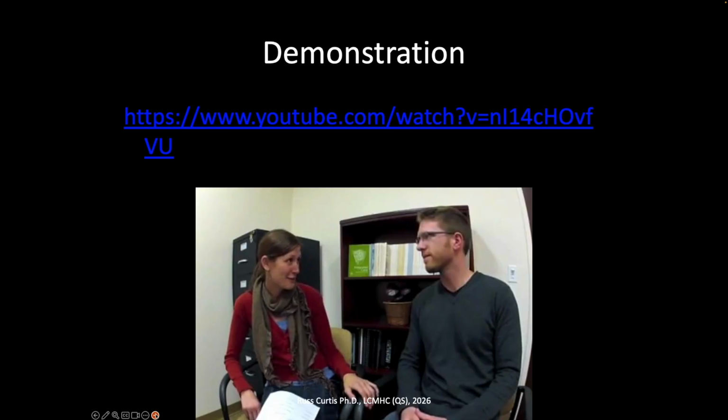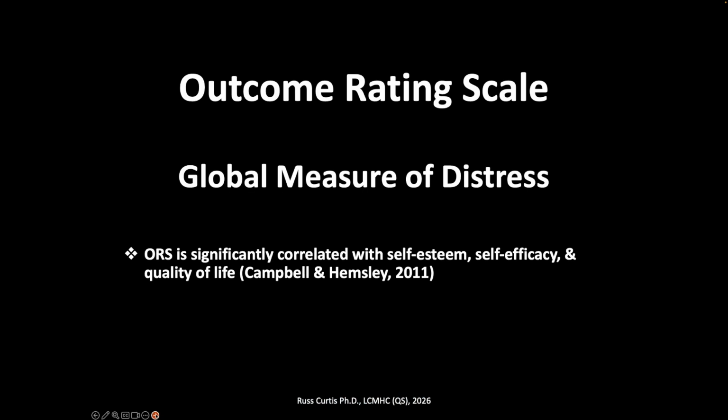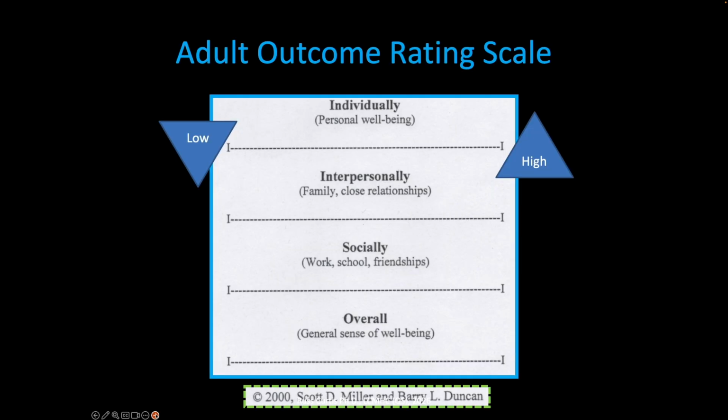I've got a good example of it on YouTube, a couple of them. Now, the outcome rating scale is a global measure of distress, and there is convergent validity showing that this matches with some of the longer forms. We've talked about that. It's significantly correlated with self-esteem, self-efficacy, and quality of life.